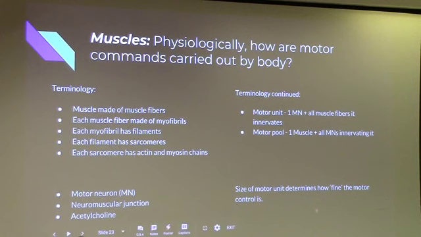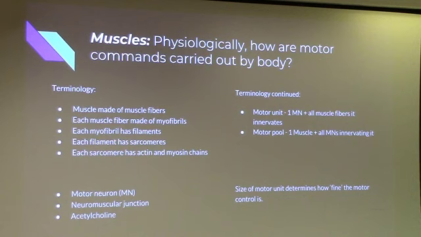The size of a motor unit determines how fine the motor control is. If you have one motor neuron innervating only one muscle fiber, and the next muscle fiber is controlled by another motor neuron, that's very fine control, because you can control that very tiny area independently. As opposed to the situation where 5 of those muscle fibers are controlled by one motor neuron, and so you can't choose to contract one muscle fiber but not another, because all 5 of them are controlled by the same motor neuron. So that's a gross movement and not a fine movement.